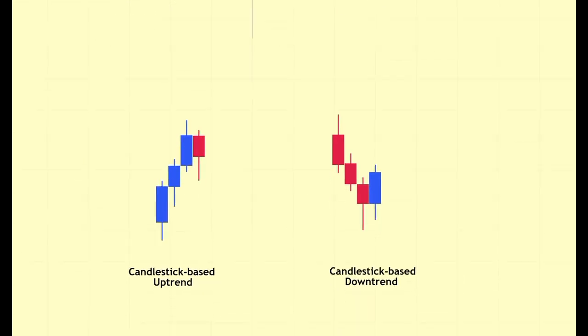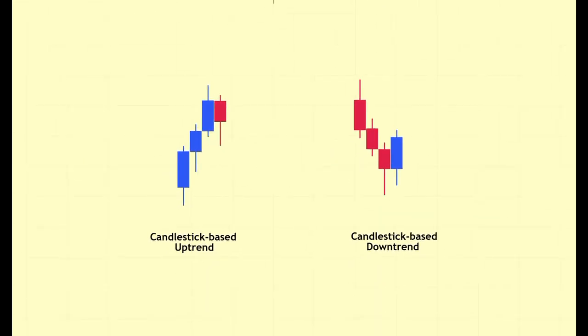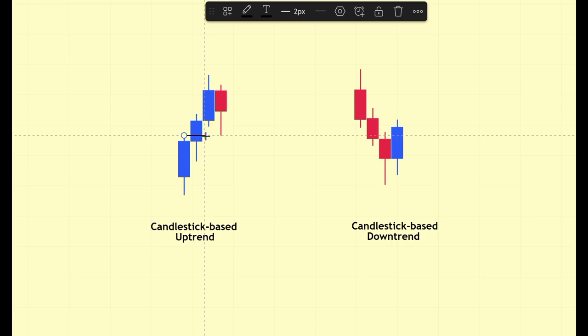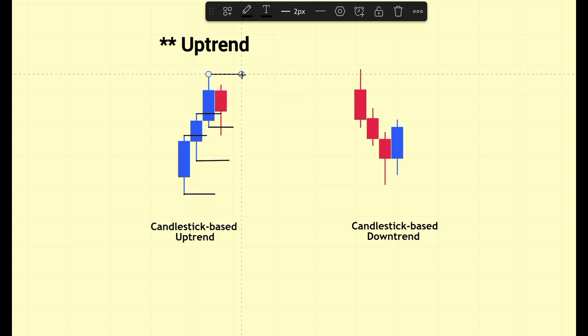let's learn about the candlestick based uptrends and the candlestick based downtrends. In a candlestick based uptrend, price breaks past the high of the previous bullish candle while protecting its low. And the uptrend continues until price takes out the low of the previous bullish candle before extending towards the high. That's the end of the uptrend and the start of a valid pullback.